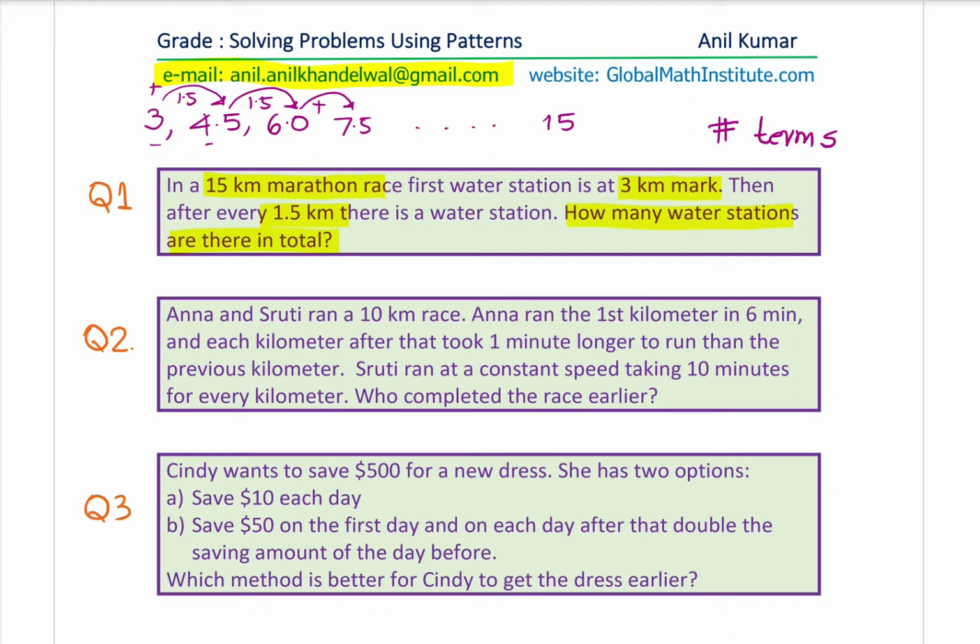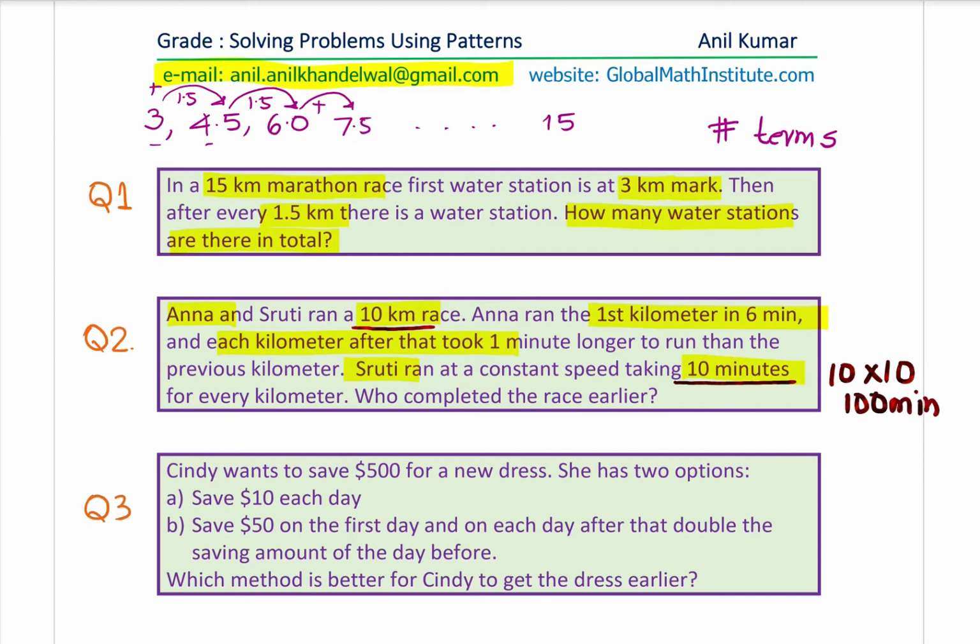So we are comparing. Shruti is running at a constant speed. Anna's speed is not constant. We have a 10-kilometer race. The first kilometer in 6 minutes, and each kilometer thereafter took 1 minute extra. That means you have to do a lot of working to figure out how much time Anna took. As far as Shruti is concerned, we know 10 minutes and we also know 10 kilometers, and that gives you the total number of minutes. So for Shruti, it is 10 times 10, and that gives you 100 minutes, correct?